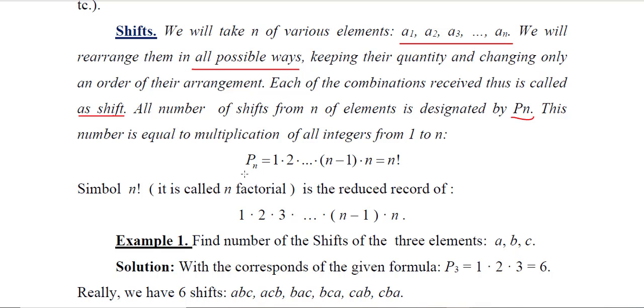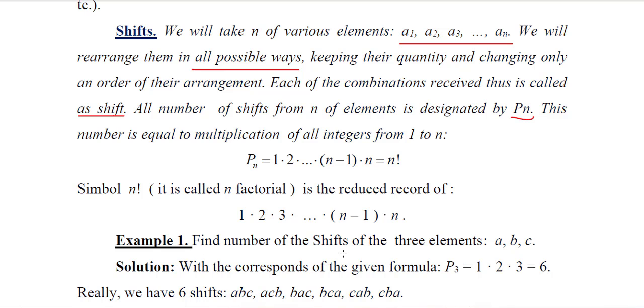So shortly we'll write Pn as multiplication of all integers from 1 to n, and we denote it with this symbol, and it's called n factorial.